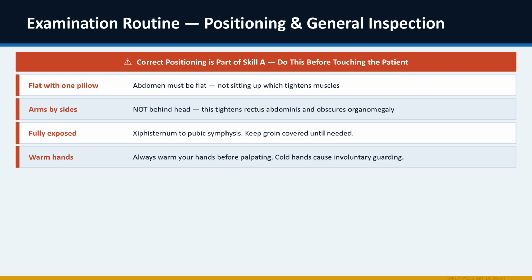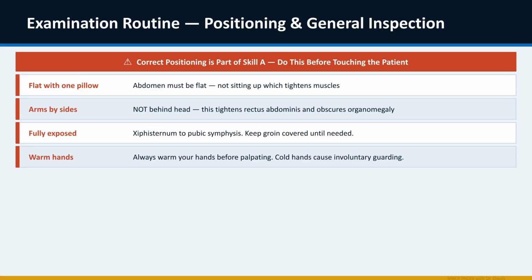Positioning is critical in the abdominal examination and is assessed as part of Skill A. The patient must be lying flat with one pillow under their head. Their arms must be by their sides, not behind their head, which tightens the abdominal muscles. The abdomen must be fully exposed from the xiphisternum to the pubic symphysis. Maintain dignity by keeping the groin covered with a sheet until you need to examine that area.